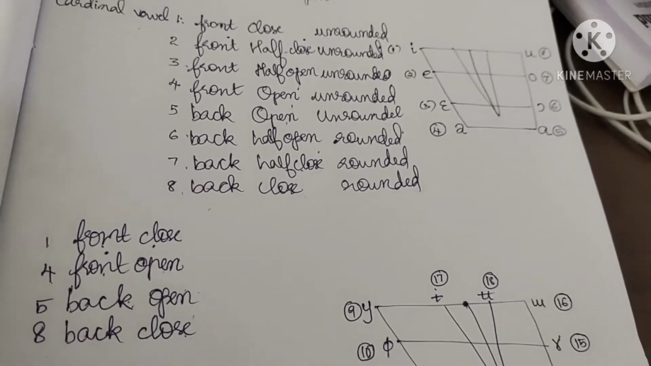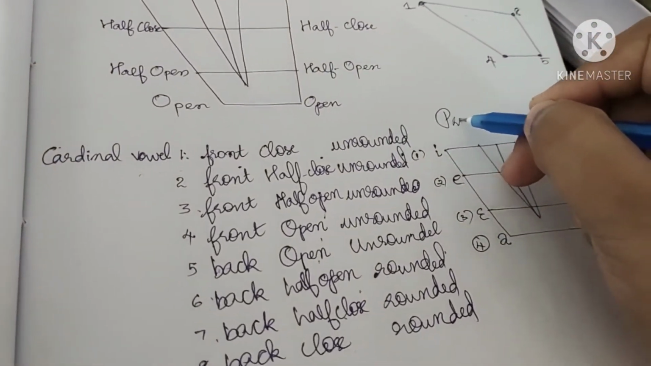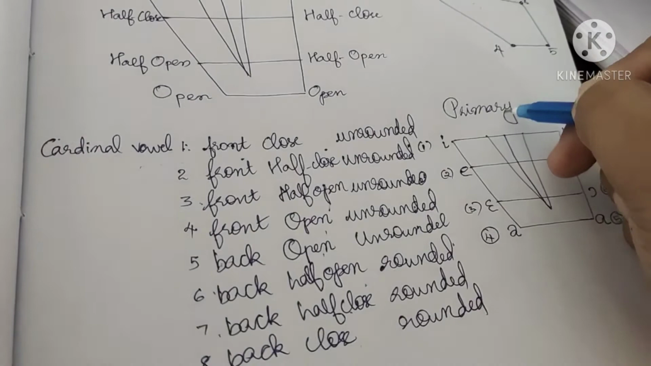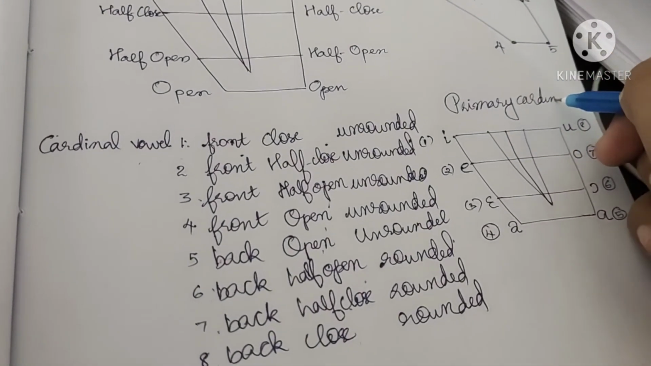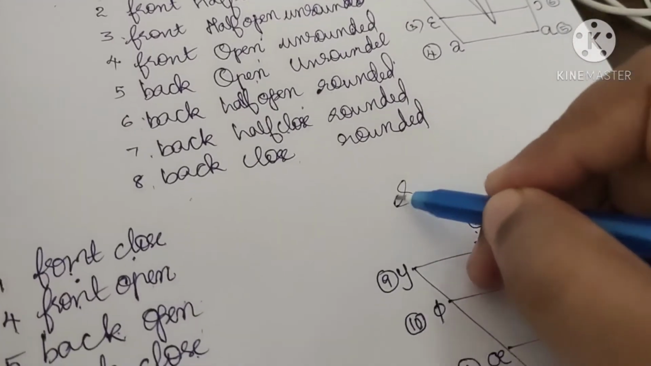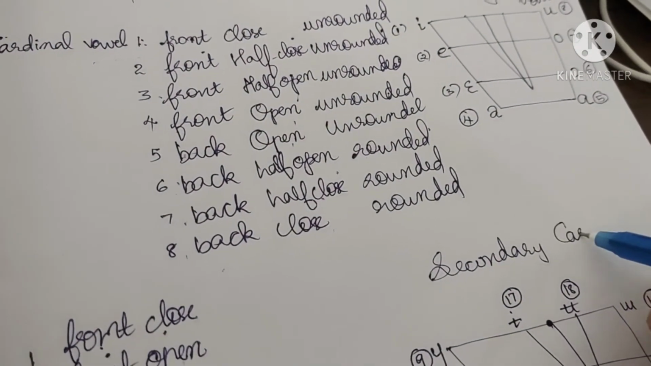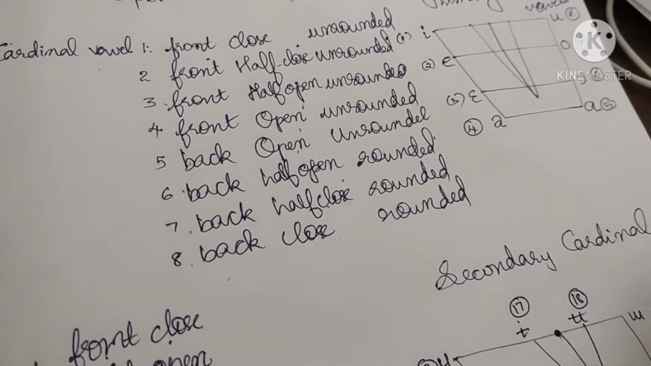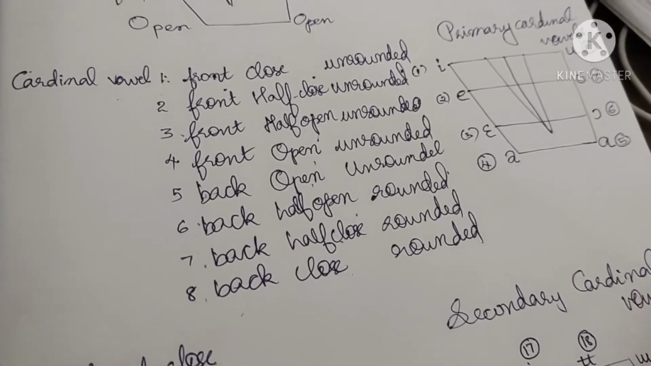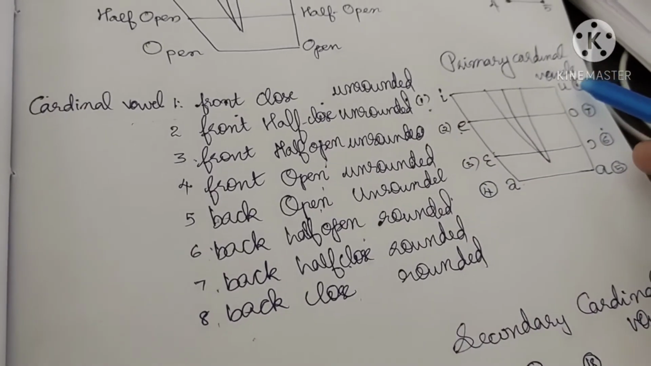Now, next what we are going to study is, these are the primary cardinal vowels. Now next we will see secondary cardinal vowels. So this we have named as 1, 2, 3, 4, 5, 6, 7, 8.